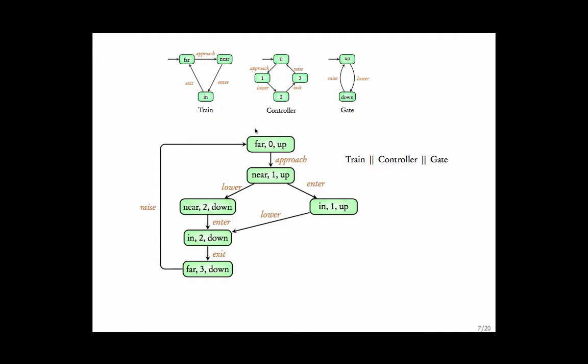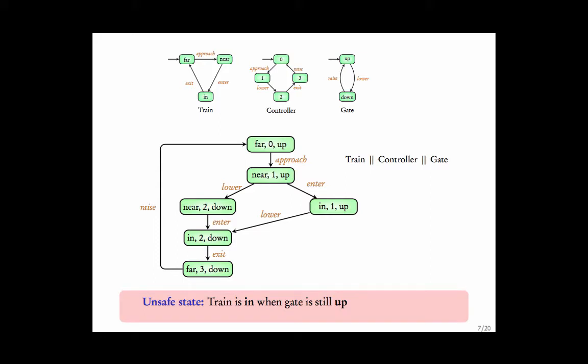If you see, there is a way in which the train can be in, but still the gate is up. Okay, this is not a safe state. In this very abstract model where we have not taken care of timing, it is possible that the train is in, but the gate is still up. And this is an unsafe state.